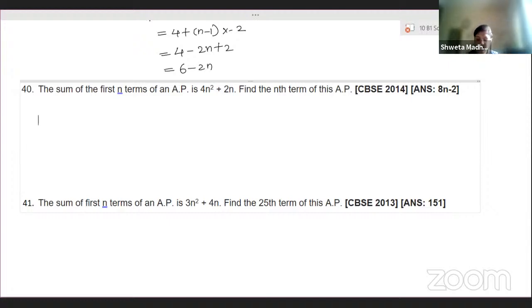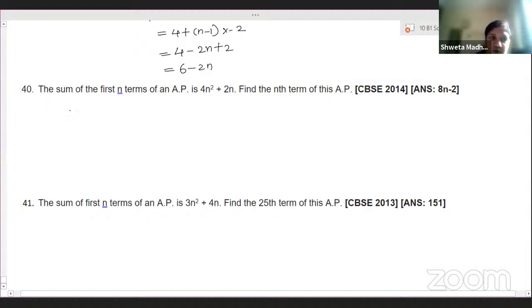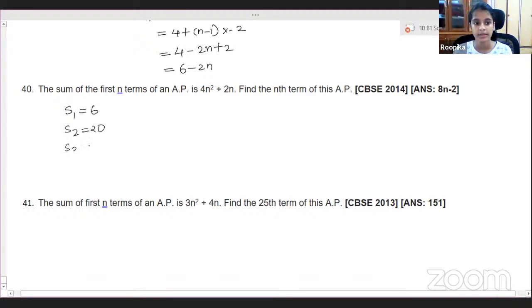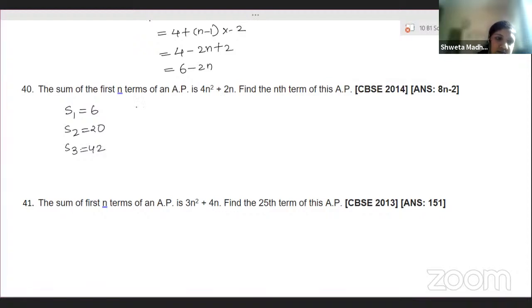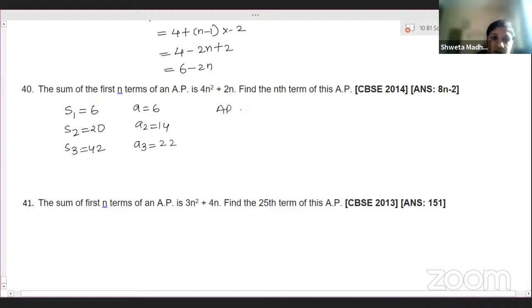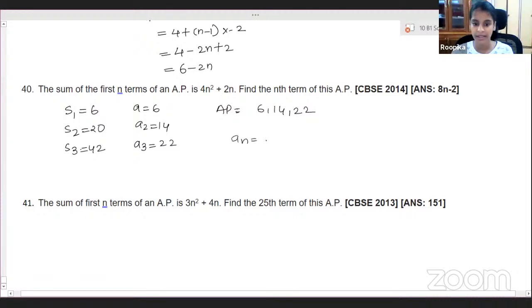Rupika, can you tell the values of S1, S2, S3 from 40th? Ma'am, the value of S1 is 6, S2 is 20, and S3 is 42. Okay, so what are A1, A2, A3? A1 is 6, A2 is 14, A3 is 22. Okay, so AP is 6, 14, and 22. So what is nth term?